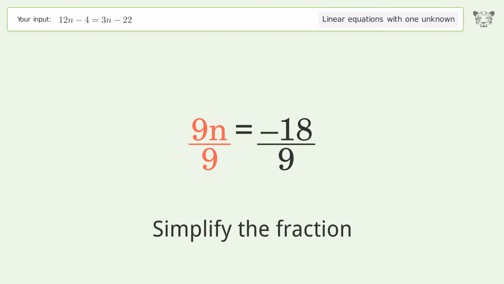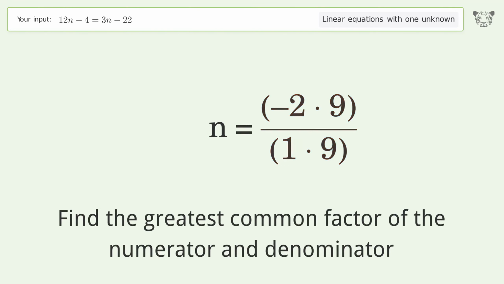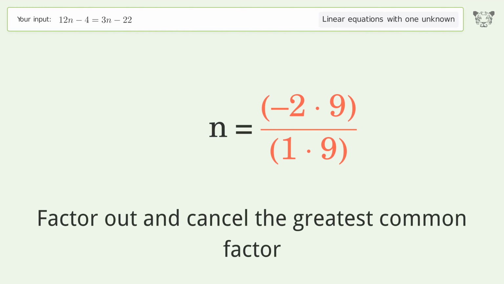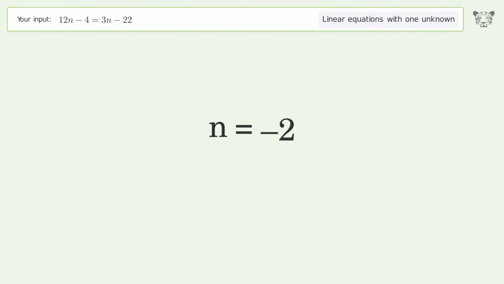Simplify the fraction. Find the greatest common factor of the numerator and denominator. Factor out and cancel the greatest common factor. And so the final result is n equals -2.